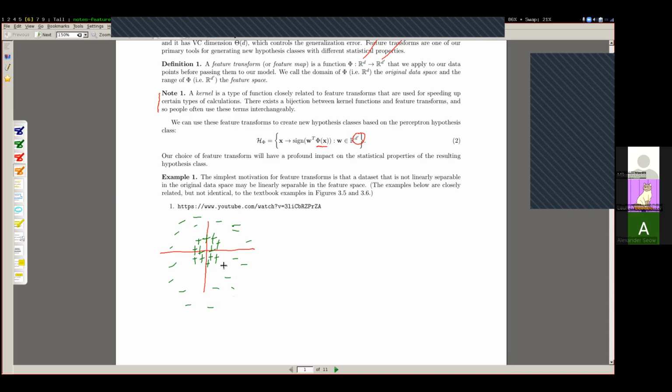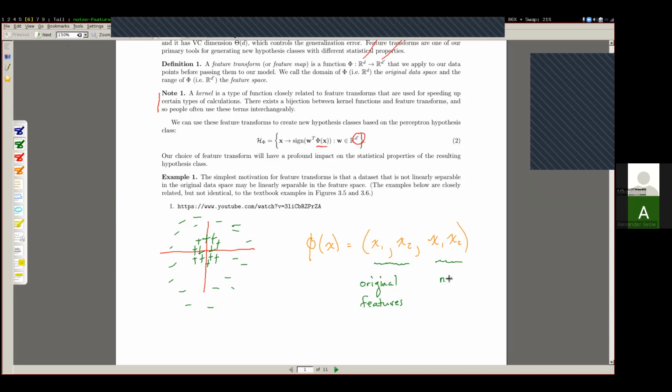But it turns out that if you apply a really clever feature transformation, and that feature transformation would look like phi, this is my version of the capital phi, of x equals x1, x2, x1 times x2. These two features over here are the original features. This feature over here is a new feature that we've added, or that we've constructed.